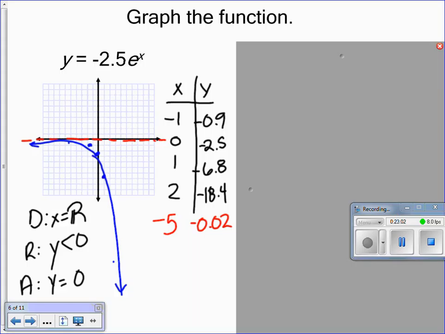Now I have one final question I want you to talk about with the people around you. Is this graph exponential growth or exponential decay, and why? There are 2 justifications based on what we've talked about so far in the chapter that you could use. So talk with the people around you, see if you can convince each other. Is it growth or decay, and why? Go.